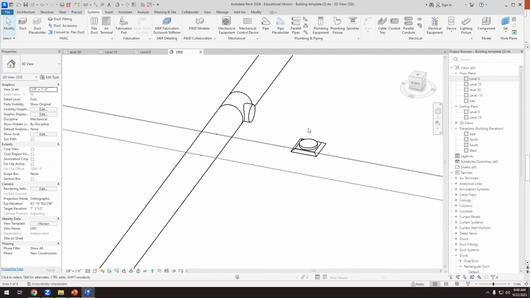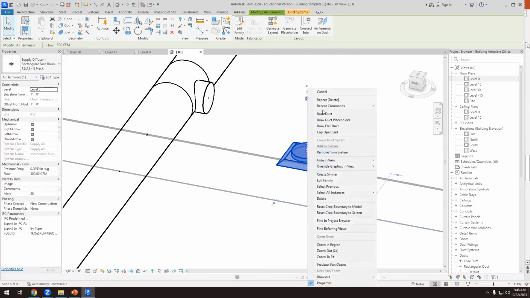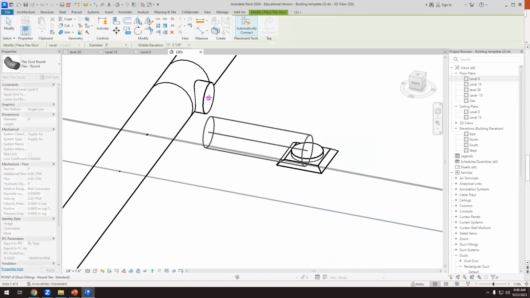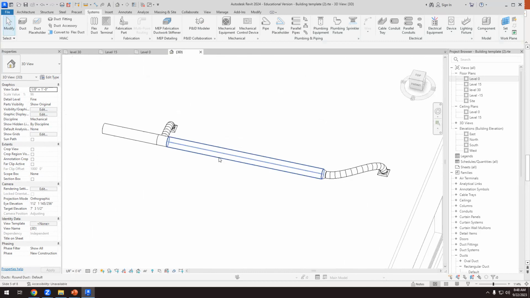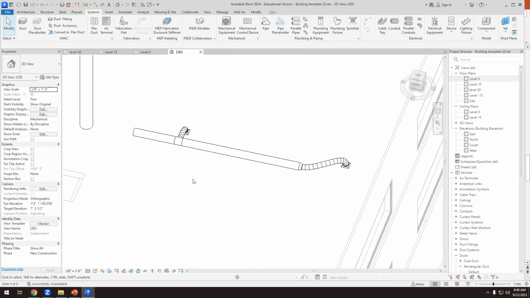Okay, but at least the T is there. And now from the 3D view, with the flex duct, I can do this. And now it works well. Okay.